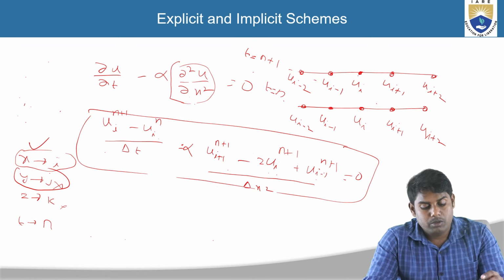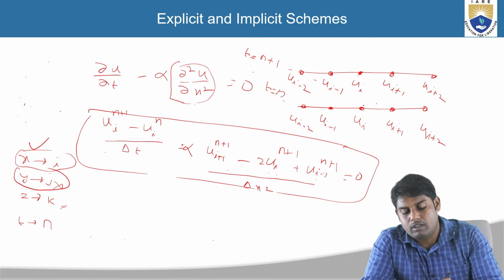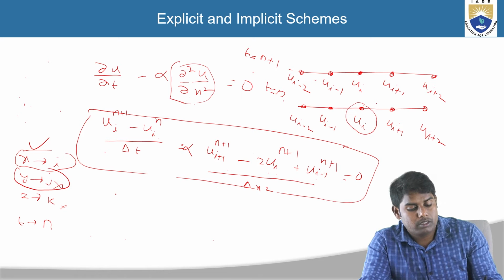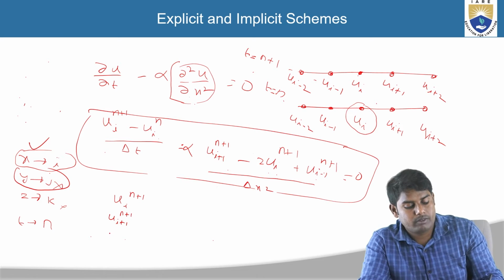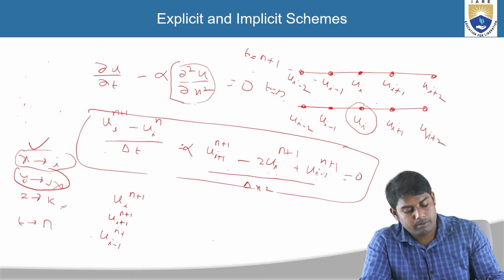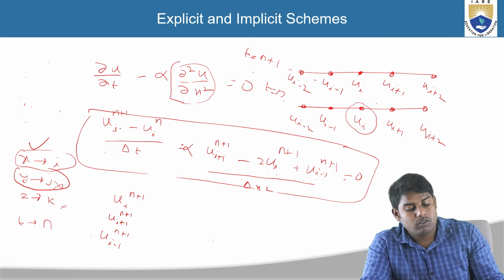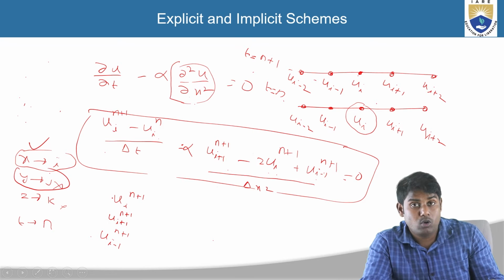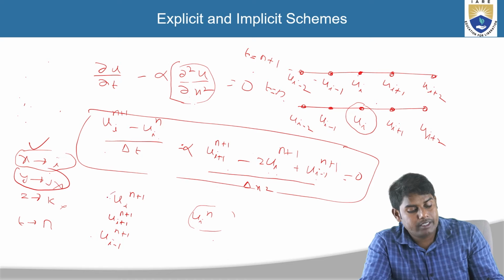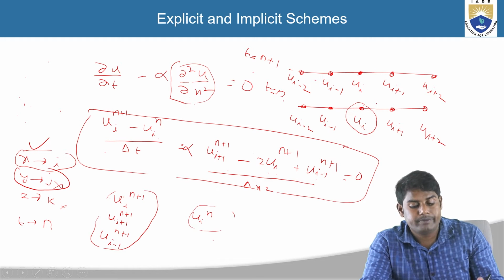So what do we have here? Here there is only one known value. What is it? This one, u of I to the power of n. But you can see the remaining unknowns. What are the unknown terms? u of I to the power of n plus 1, this is 1. Next, u of I plus 1 to the power of n plus 1. Then u of I to the power of n plus 1 again, so it's the same. Then u of I minus 1 to the power of n plus 1. So we have 1, 2, 3, 4 terms. Out of 4 terms, you have only one known term, which is u of I to the power of n. This is the known value, but these three are unknown values. Okay, so let's compare.